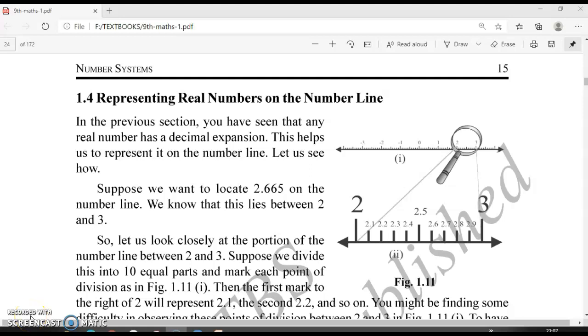Hello students, in this video we are going to learn from our first chapter, representing real numbers on the number line. So in the picture you can see how the number line will be. Any real number can be represented on the number line. Okay, so let's take the example here, 2.665. We will learn how it will be represented on the number line.